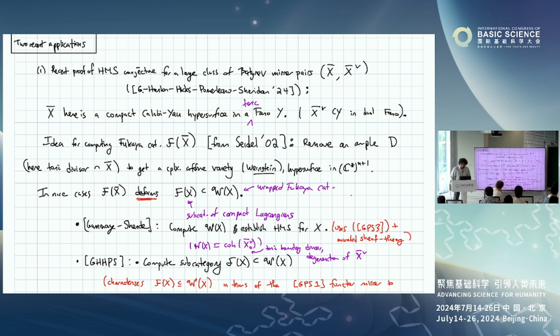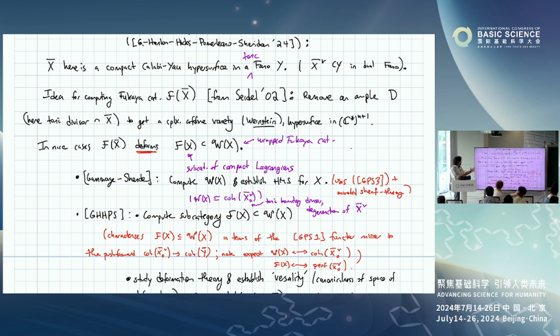So I should say there's work of Gammage and Shende, which also applies this toolkit and comparisons with microlocal sheaf theory to compute this larger wrapped Fukaya category. And it establishes a version of homological mirror symmetry for the wrapped Fukaya category of this affine variety, this divisor complement. The form of homological mirror symmetry one gets is the wrapped Fukaya category is isomorphic to coherent complexes on a singular degeneration of the Calabi-Yau, the mirror Calabi-Yau. So you study the degeneration to the toric boundary divisor. So in the dual Fano, you look at the toric boundary divisor. That's a singular variety, and you look at coherent complexes on that.